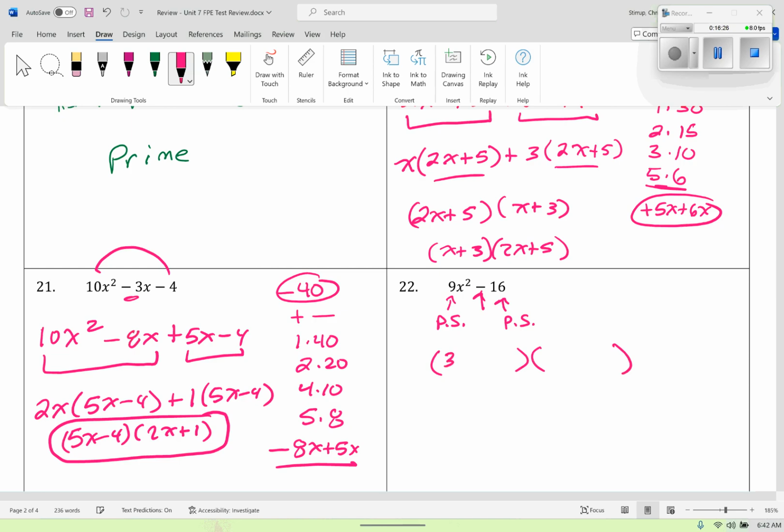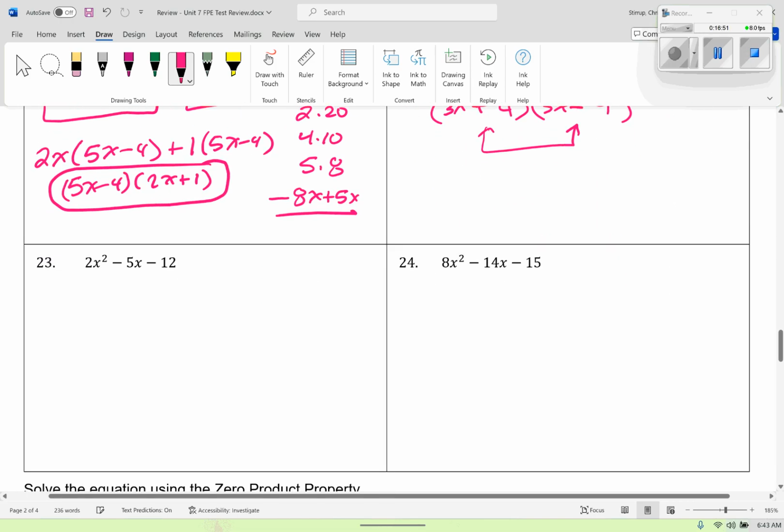So 3x times 3x is 9x squared. 4 times 4 is 16. And remember, you have to have a positive and a negative in this case. If there's two terms, they're perfect. Difference of two squares, meaning you have a subtraction sign between two perfect squares, you have to have alternating signs. So positive and negative, or negative and positive.